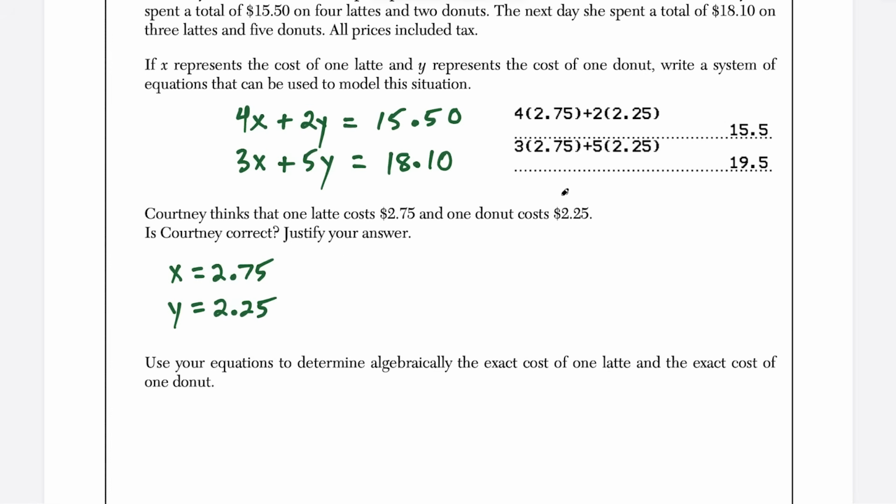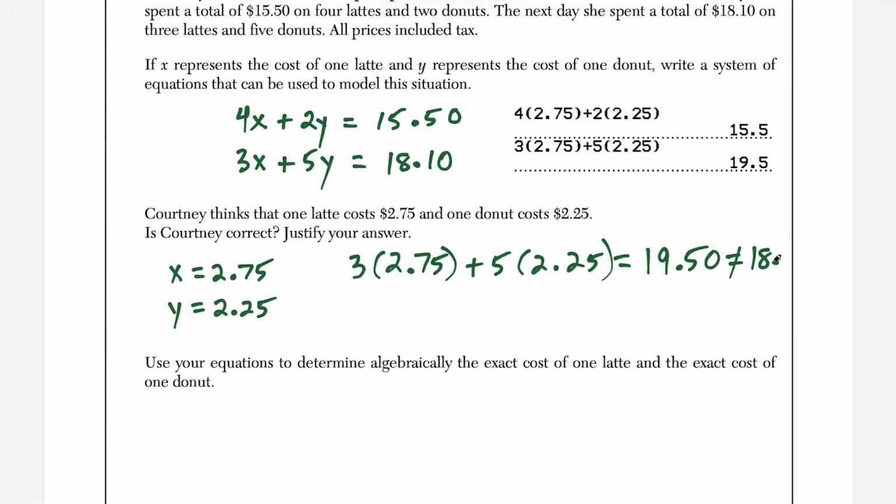So for this part here, we're just going to show that the second equation does not hold true. So we're going to have here 3 times 2.75 plus 5 times 2.25 is equal to 19.50. And I'm just going to comment here that this is not equal to 18.10. Okay, so this second equation here is not true. So is Courtney correct? We're going to say here no, or I could say Courtney is incorrect. The reason being is that these values do not satisfy the second equation.